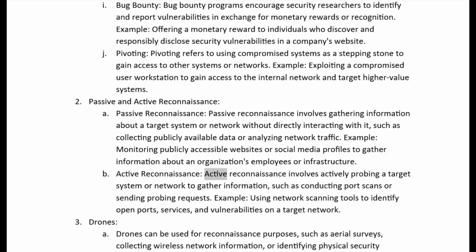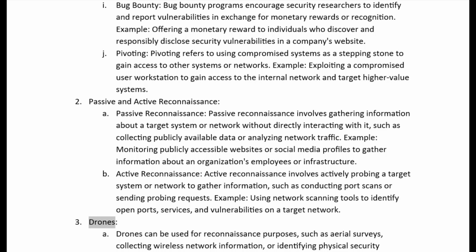Active reconnaissance. Active reconnaissance involves actively probing a target system or network to gather information, such as conducting port scans or sending probing requests. Example, using network scanning tools to identify open ports, services, and vulnerabilities on a target network.